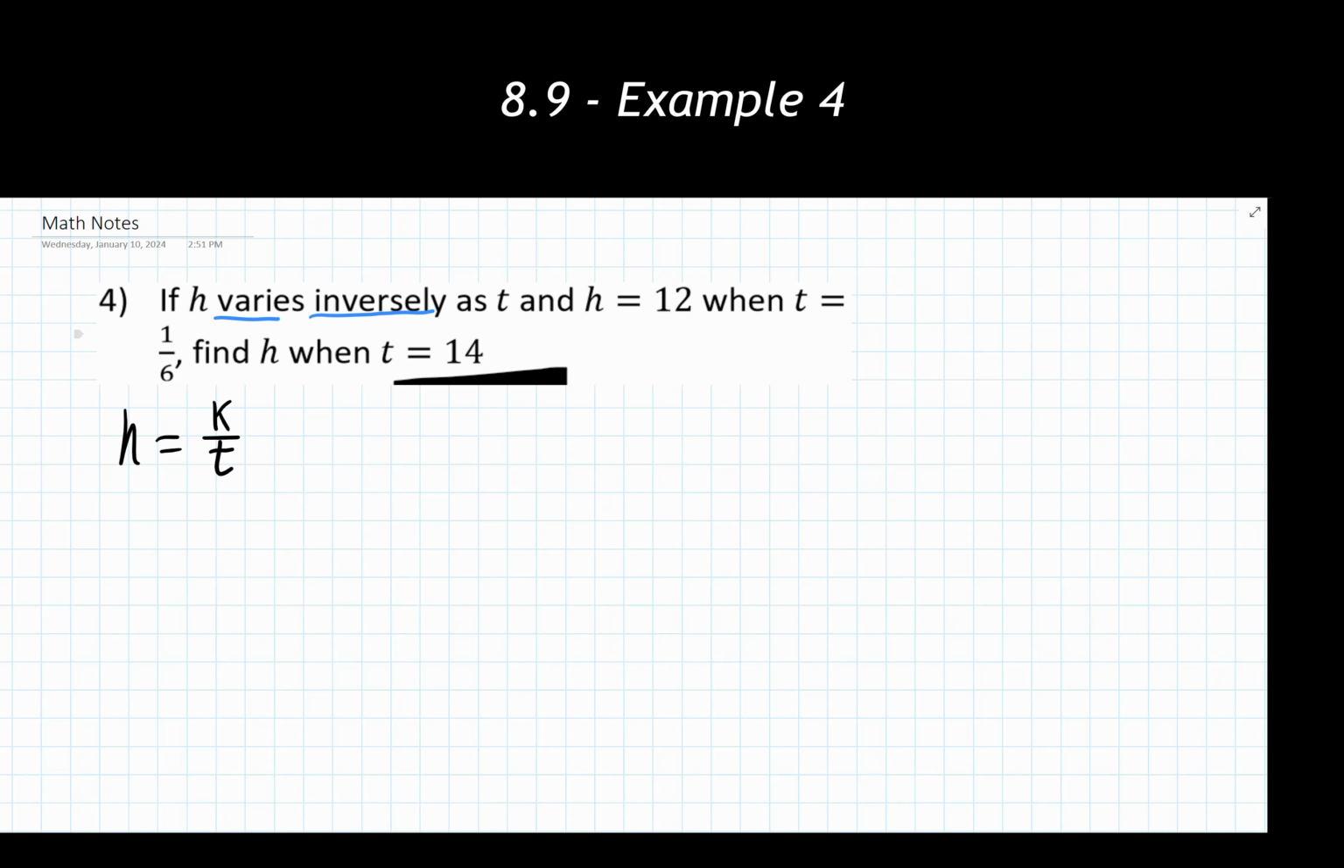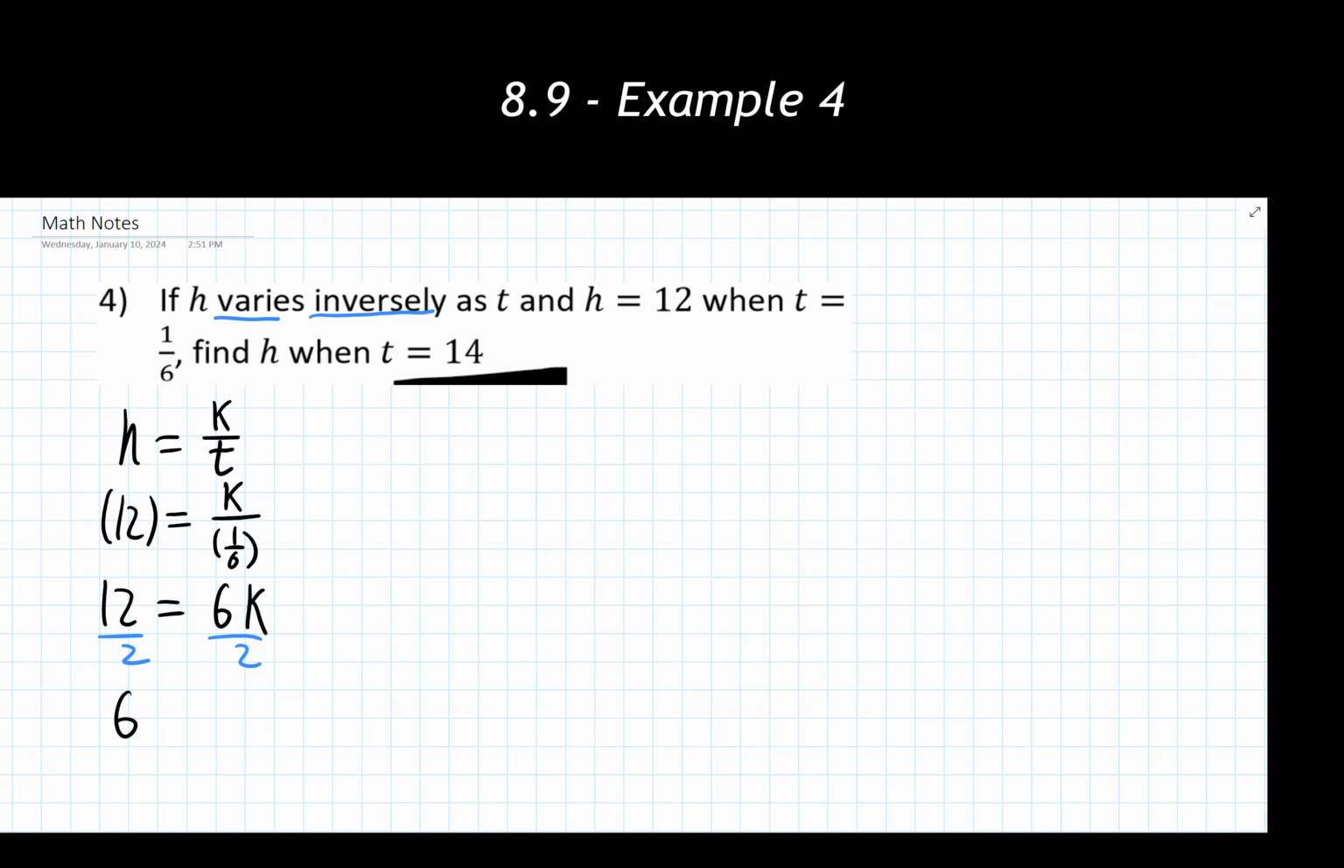So now we're told in one scenario, h is 12 when t equals 1/6. So let's go ahead and plug those values in. We have h of 12, k over, we have t is 1/6. Okay. And now I'm solving this thing for k. Dividing by a fraction is the same as multiplying by the reciprocal, which gives me 6k. I'm dividing both sides by 2.